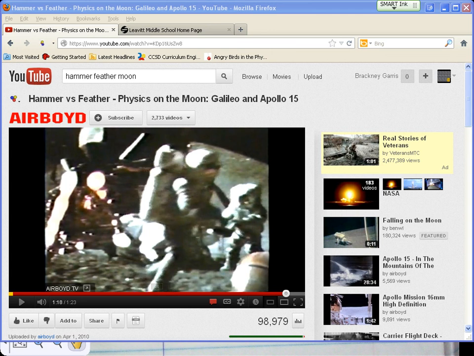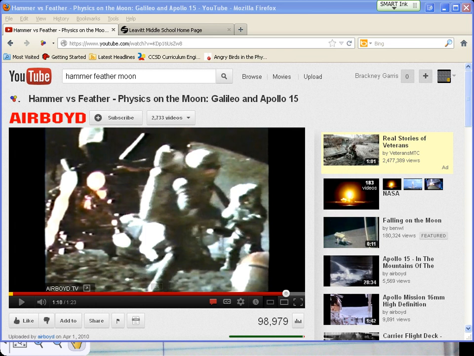And then we put a metal washer in another piece of crumpled paper and drop them both at the same time. And what happened? They both hit the ground at the same time because the air resistance is the same.